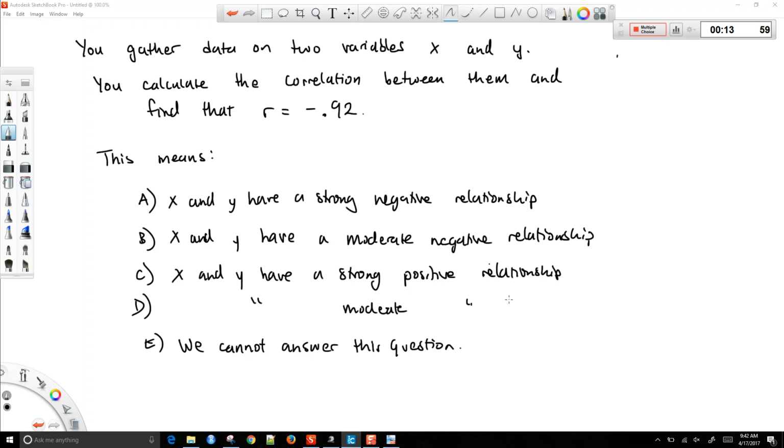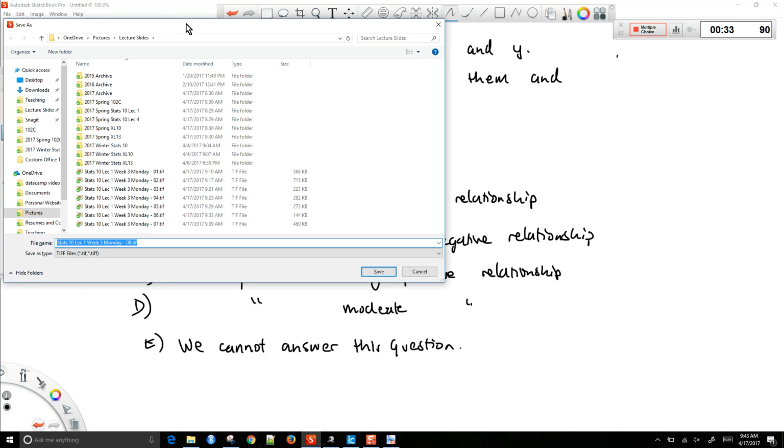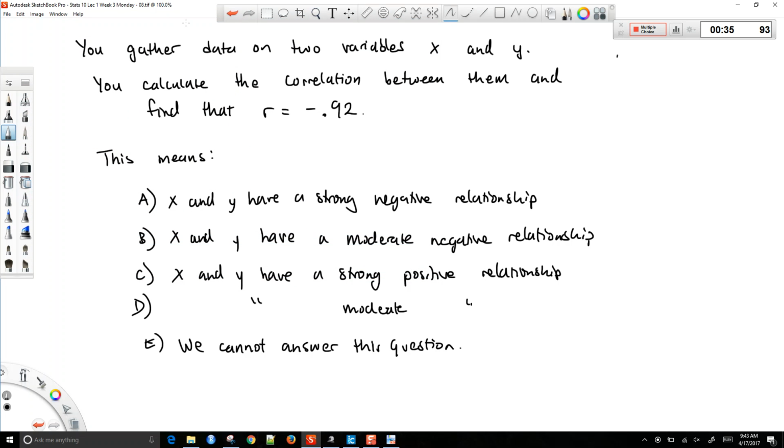Oh yeah, strong and moderate. Well, I don't want to give away too much, but I've established some guidelines in the notes. Generally, 0.9-ish is a good break point.